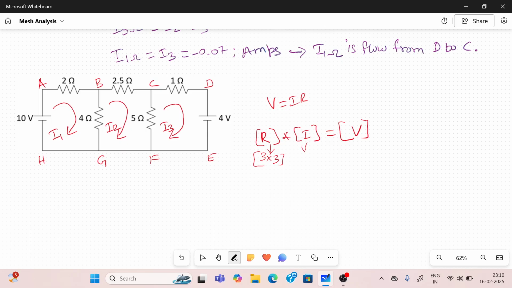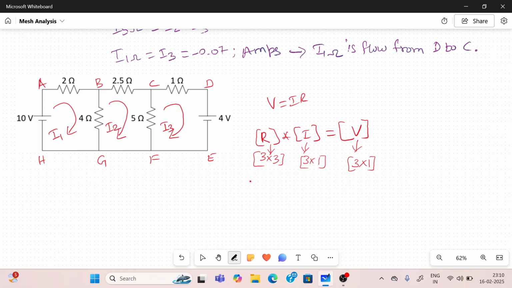The current matrix should be a column matrix, so it should be 3 cross 1. The voltage matrix also should be a column matrix, 3 cross 1. Yes. Okay.